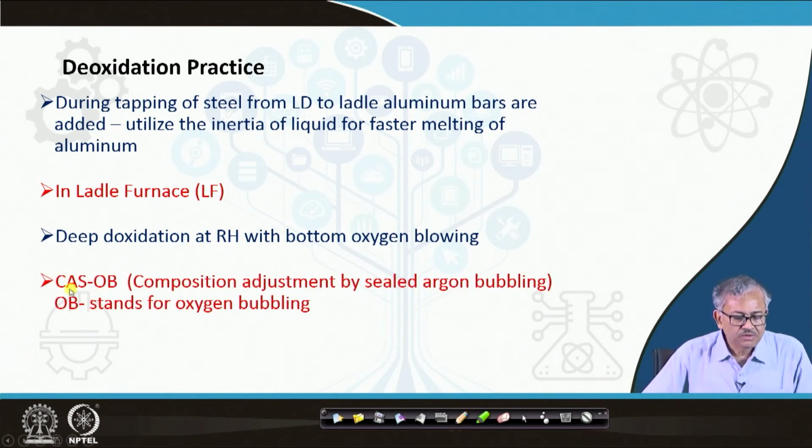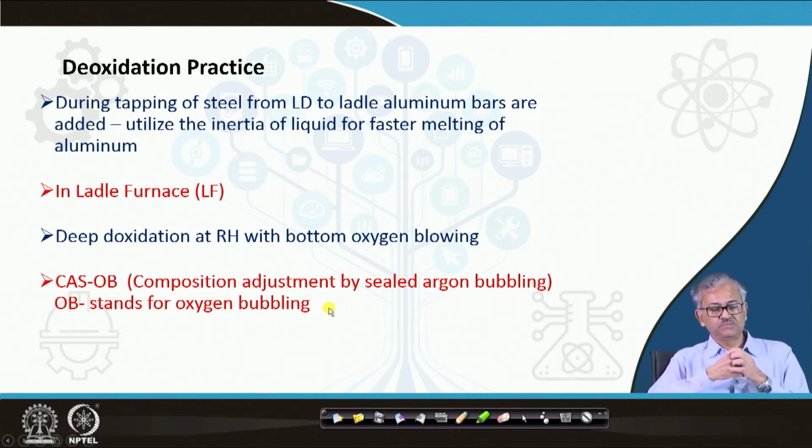You can also carry out the CAS-OB. There is the composition adjustment by sealed argon bubbling. I will talk about that. Here OB stands for oxygen blowing. That is, you can do the oxygen blowing.